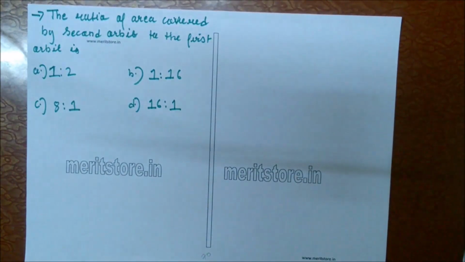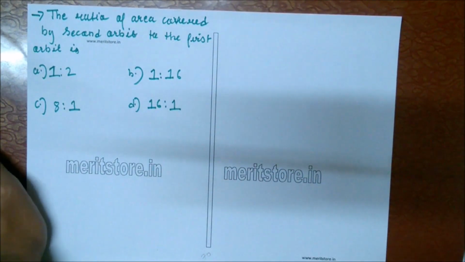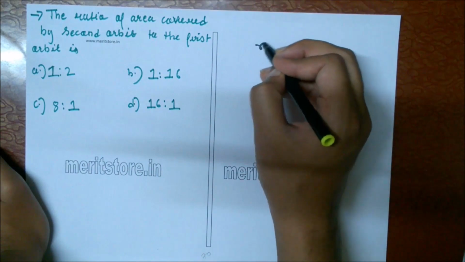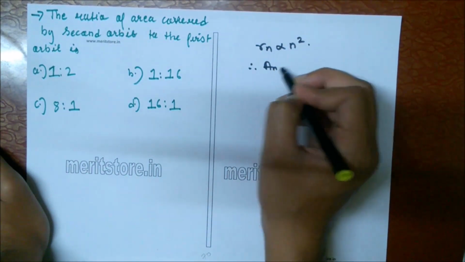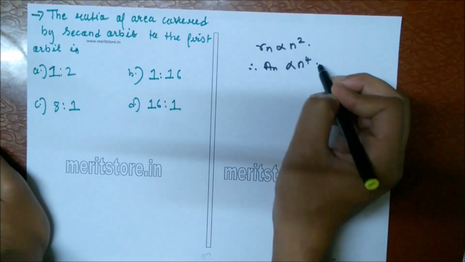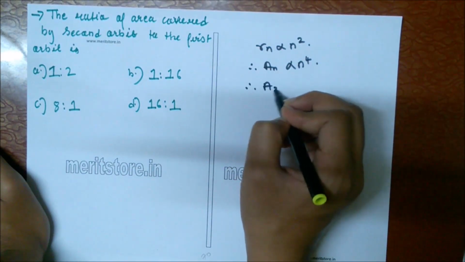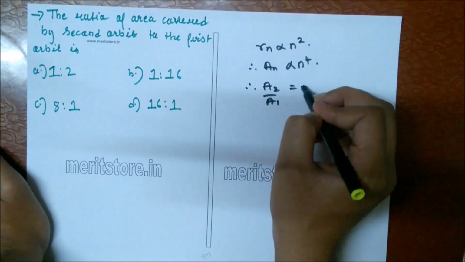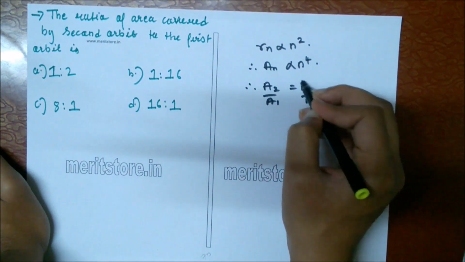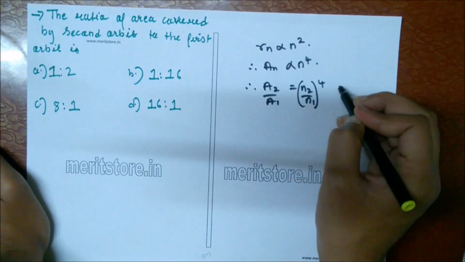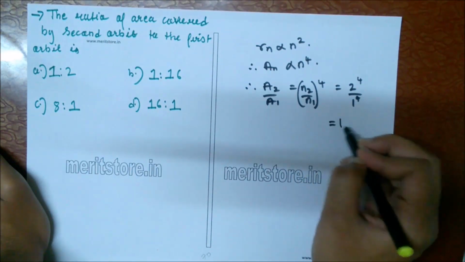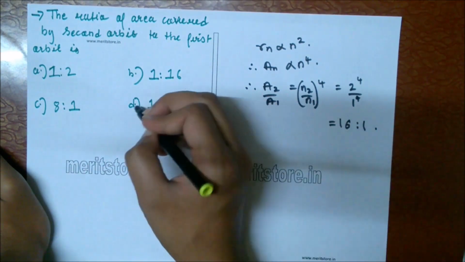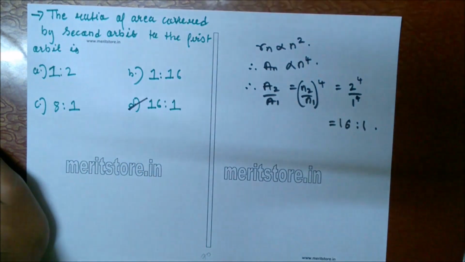The ratio of area covered by second orbit to the first orbit is, we know that Rn is directly proportional to n square. Therefore, An will be directly proportional to n raised to 4. Therefore, A2 upon A1 is equal to n2 upon n1 the whole raised to 4. So second orbit will be 2 raised to 4, 1 raised to 4, which is equal to 16 is to 1. So option D is the correct answer.